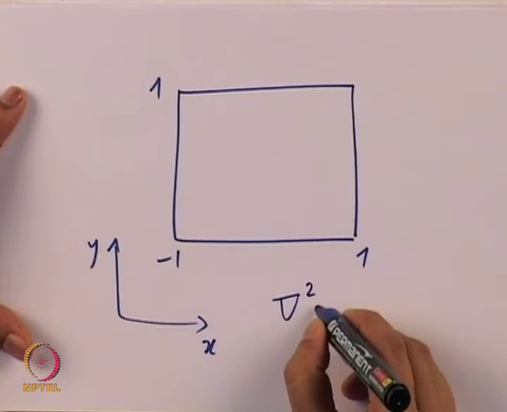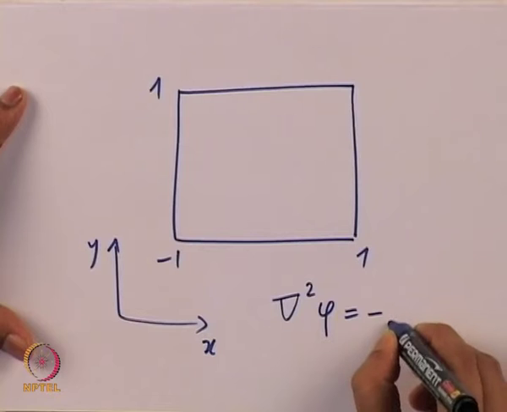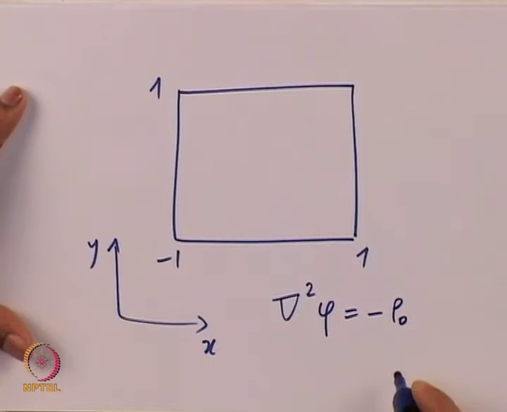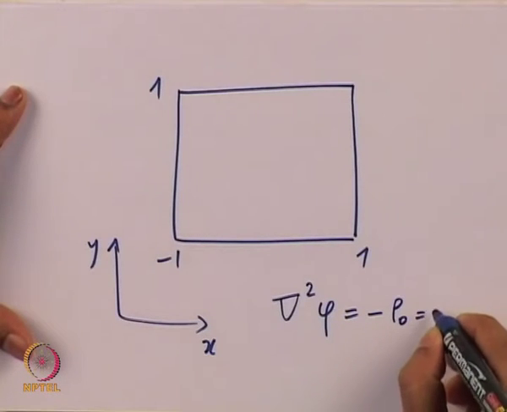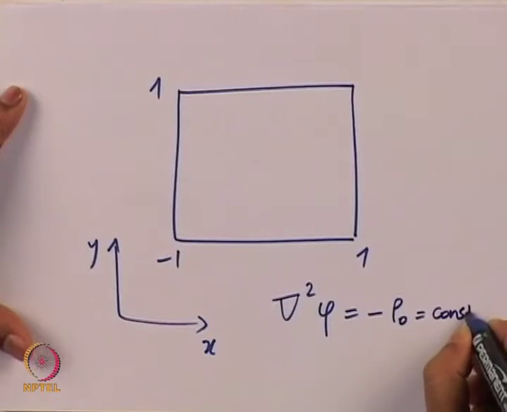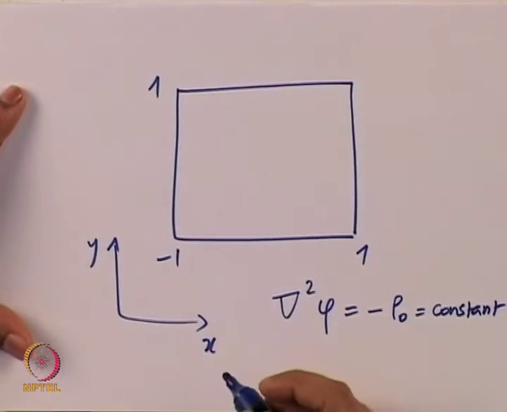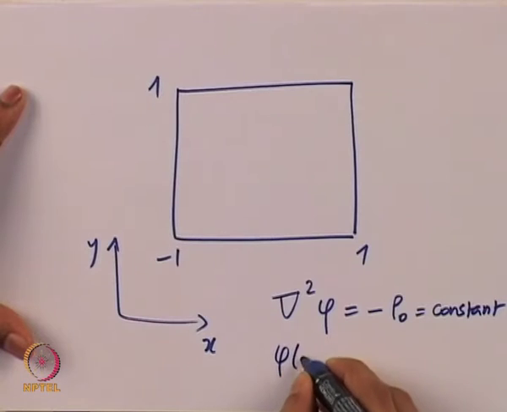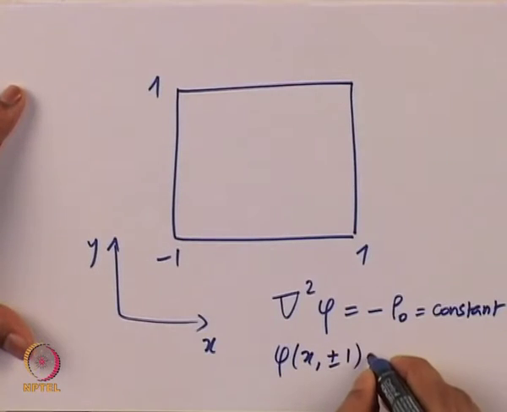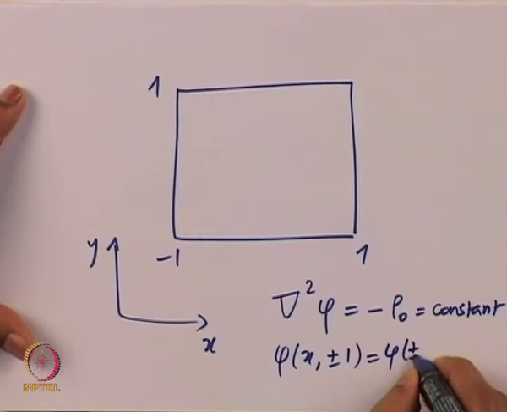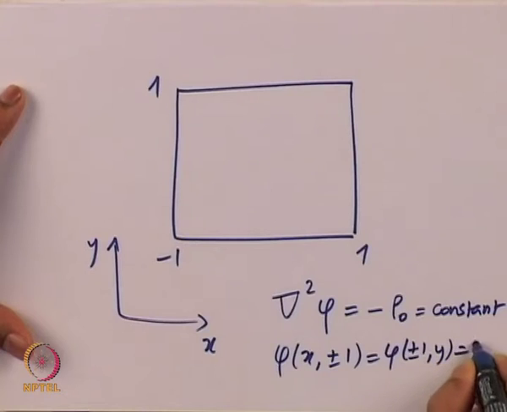This is going to be del square phi is equal to minus rho naught, and for the problem we are going to consider rho naught to be constant. So this is going to be constant across the entire domain, and we are going to solve this problem subject to some boundary conditions. The boundary condition is phi of x comma plus or minus 1 is equal to phi of plus or minus 1 comma y is equal to 0.